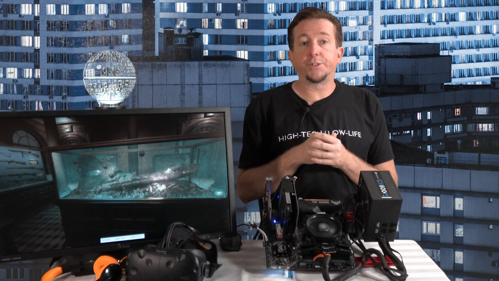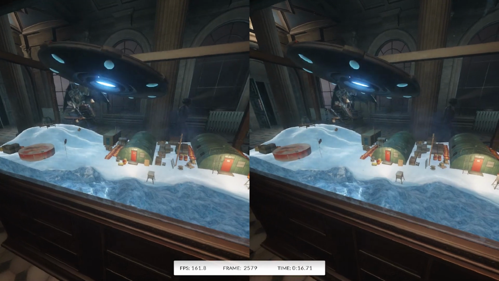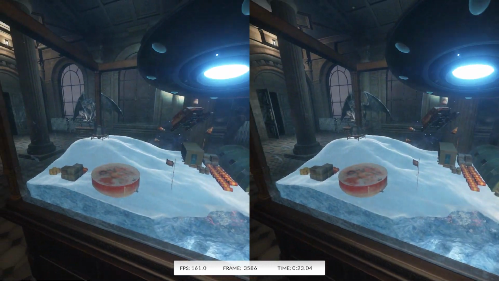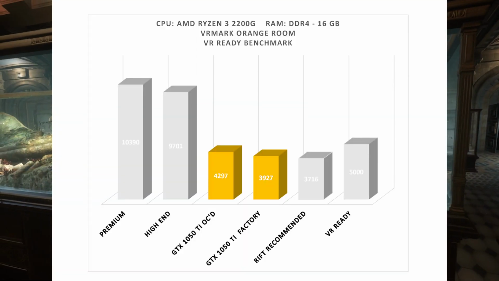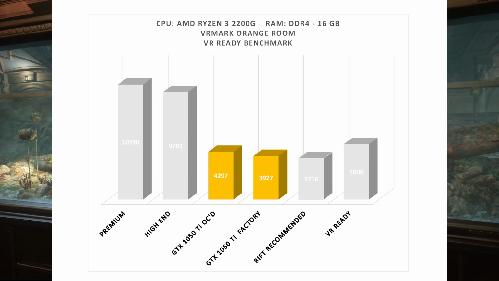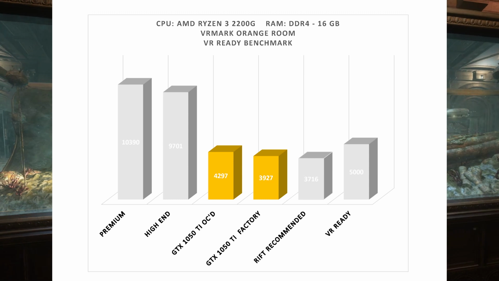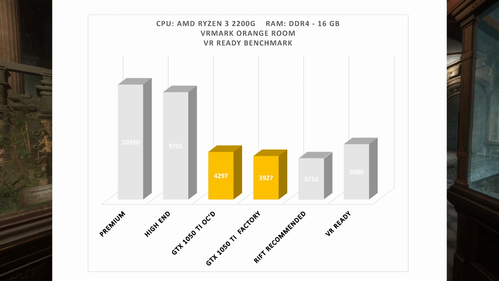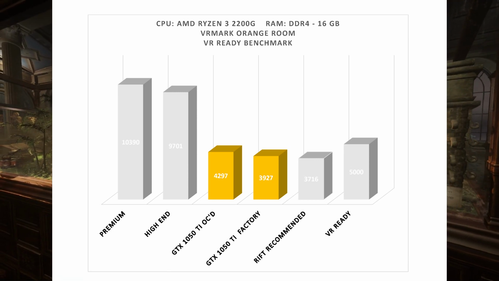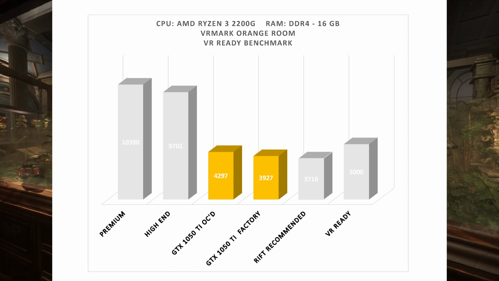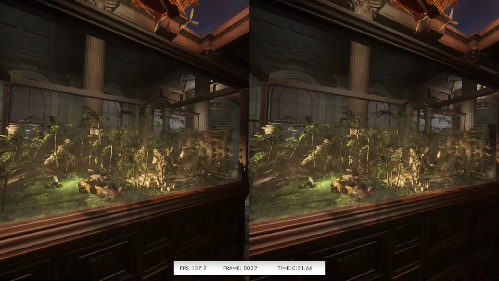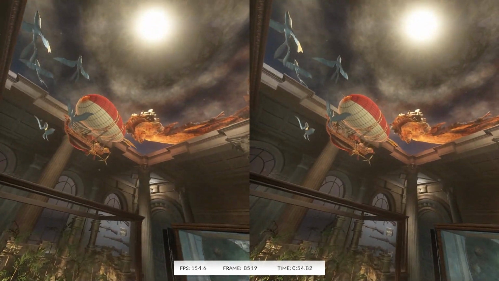Benchmarking's done. The numbers are in, so let's look through the results. The first test is the Orange Room benchmark. The Orange Room benchmark tests for the minimum recommended requirements for both the HTC Vive and Oculus Rift. We see our 1050 Ti hits an average score of 3,927 on factory settings and hits 4,297 on our overclock. Both of these scores come in higher than the Rift minimum recommended spec, but fall short of VRMark's VR-ready score. It is worth noting our overclock tests come in at almost 10% higher than factory, so it is definitely worth your time to optimize your overclock.